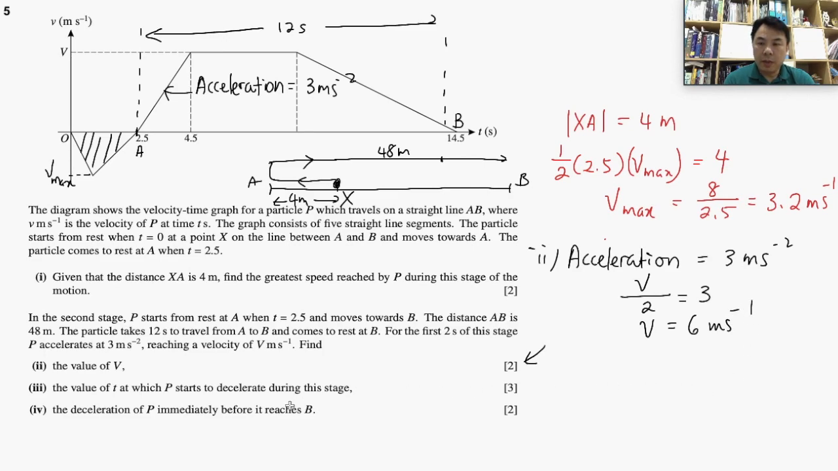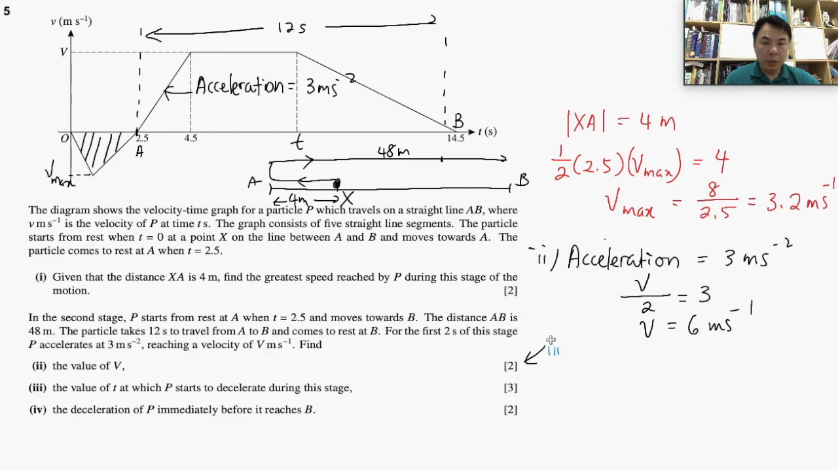Now, next, the value of t at which P starts to decelerate during this stage. So this t, the value of t at which the particle starts to decelerate. Okay, so we need to figure this out. Now, before we can do that, we have to make use of the information that we have about the total distance traveled. We know that the total distance traveled from A to B is represented as an area under the graph. Okay, so I'm going to use that.